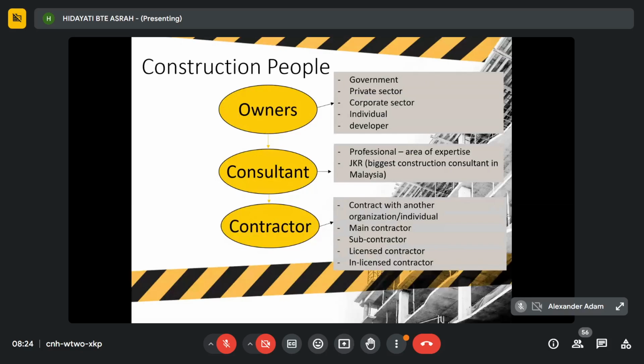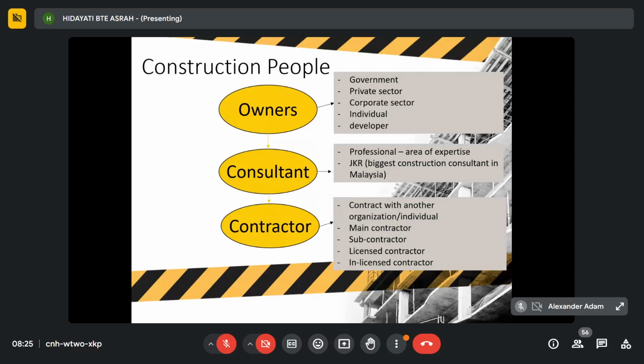Actually, if the government is the owner, this is the biggest owner in a country, for example, in Malaysia. The private sector also can be the owner. The corporate sector and developers also can be owners.